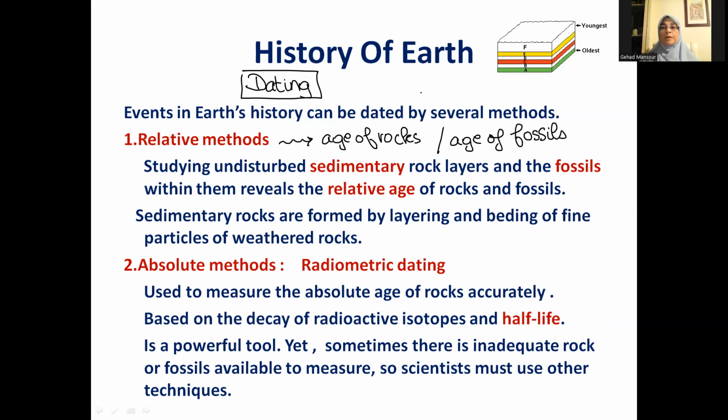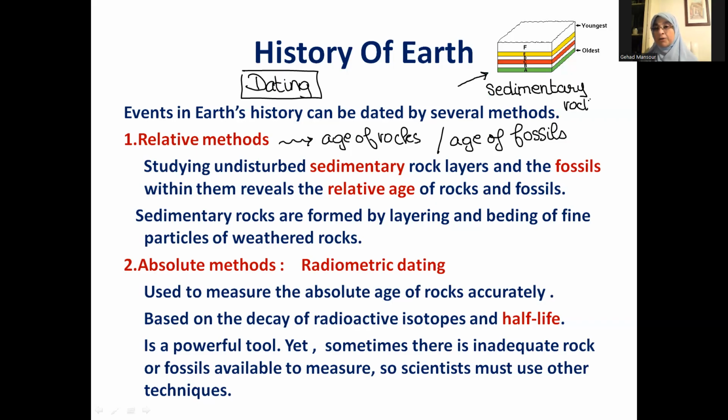Okay. The first methods are the relative methods, meaning that in the relative methods, we are not going to determine the exact age of a rock or the exact age of a fossil, but we are going to compare the ages of several layers. Because it is well known, for example, that there are different types of rocks on Earth. And one of the most famous types of rocks that are used for dating are the sedimentary rocks.